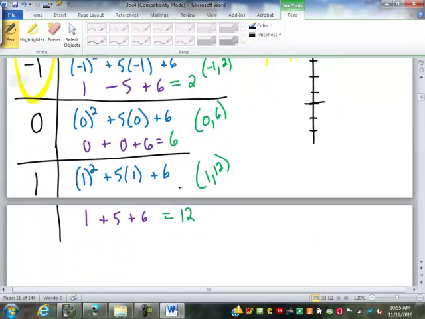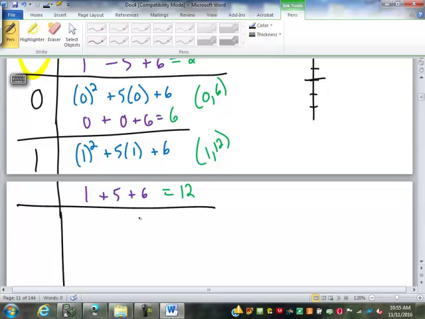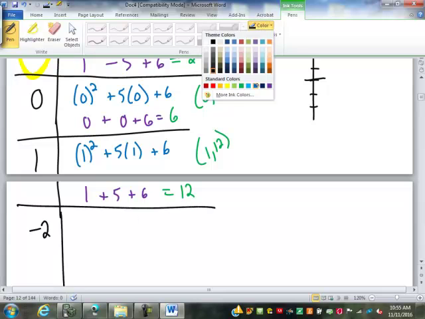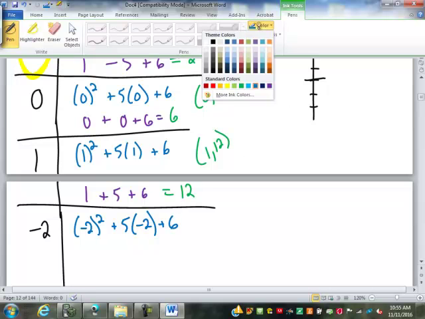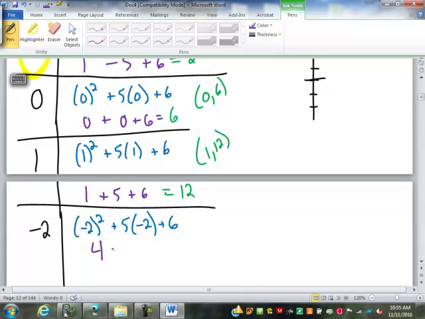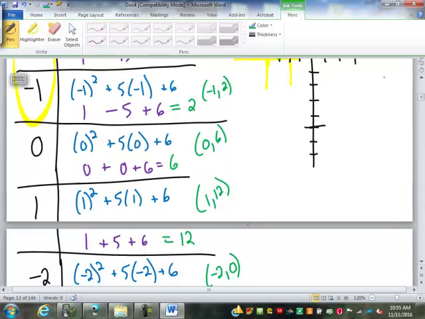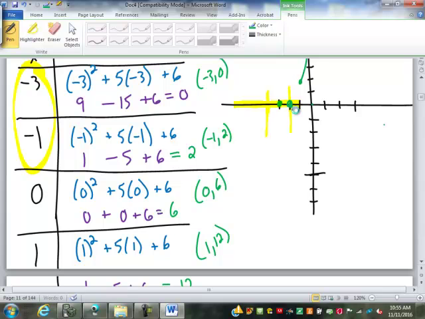So let's start with -2. If x is -2, we're using the same formula again. y is negative 2 squared plus 5 times negative 2 plus 6. Negative 2 squared is 4. 5 times negative 2 is negative 10 plus 6. 4 minus 10 is negative 6 plus 6 is 0. So if x is negative 2, y is 0. So x is negative 2, y is 0, right there.